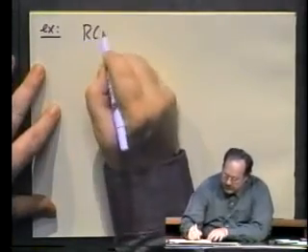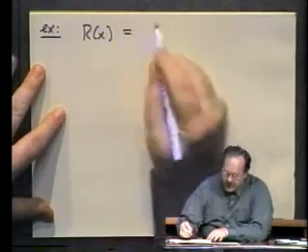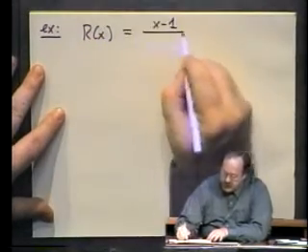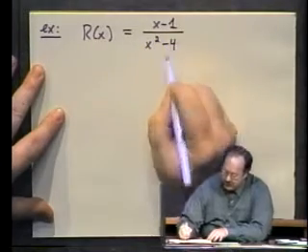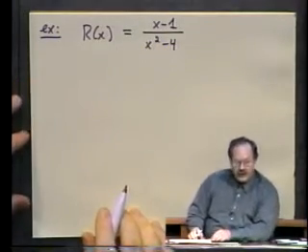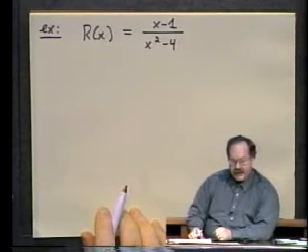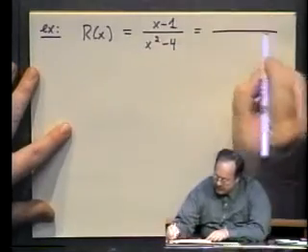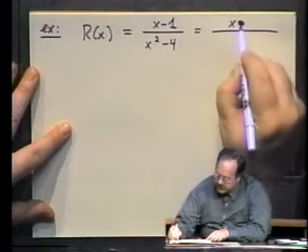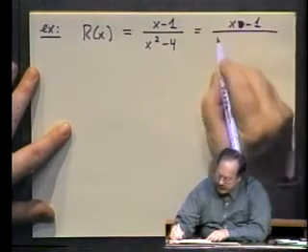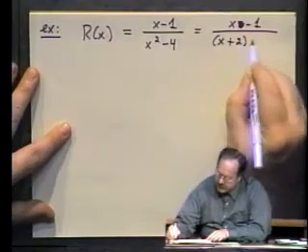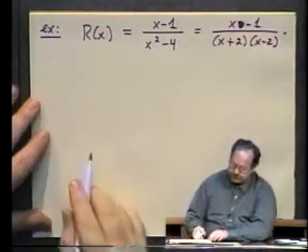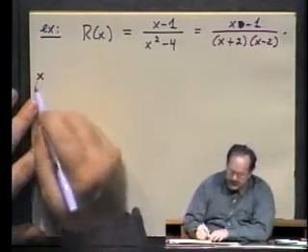Example, and there'll be one here a little bit for you to try. r of x equals x minus 1 over x squared minus 4. Now, you want to graph this and include all the information that we can gather on this. Certainly looking at this, my first instinct is to factor the bottom, so that's what I'm going to do. The top I'll simply rewrite as x minus 1, and the bottom I will factor into x plus 2 times x minus 2.